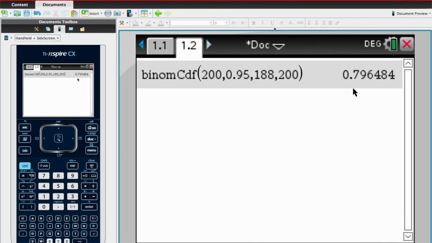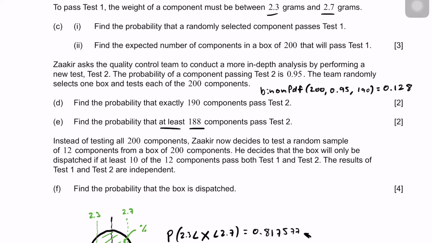In this case, there is 0.79648. That is our probability, or as a percentage, we could say 79.6% chance that we have between 188 and 200 successes. So let's go ahead and write this out under here. I'm going to actually use calculator notation again. This is one of the cases where the IB does allow you to write calculator notation.